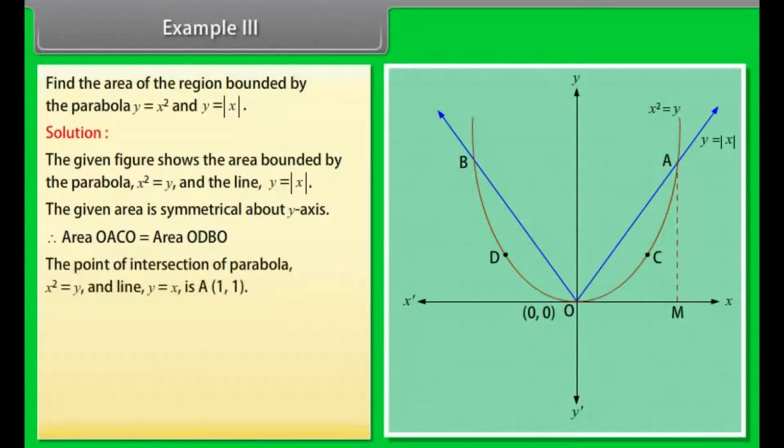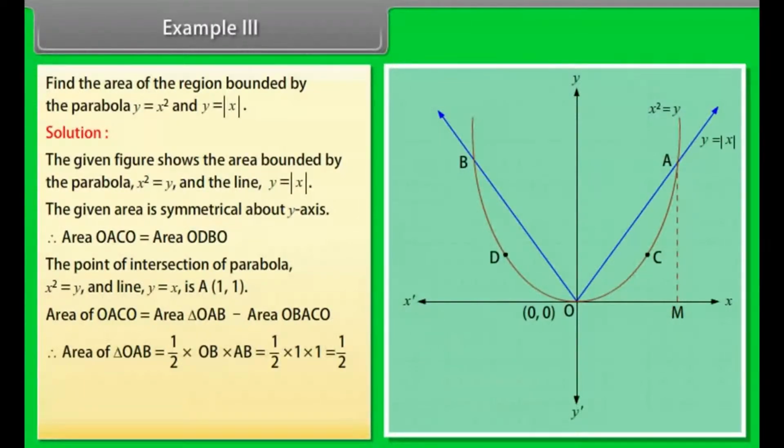The point of intersection of parabola x² = y and line y = x is A(1, 1). Area of OACO is equal to area of triangle OAB minus area OBACO. Therefore, area of triangle OAB equals 1/2 × OB × AB, equal to 1/2 × 1 × 1, equals 1/2.